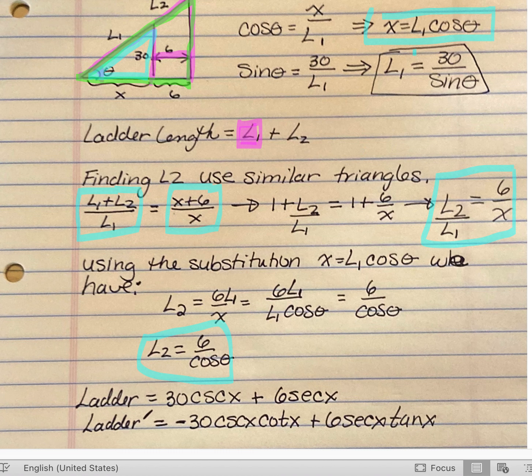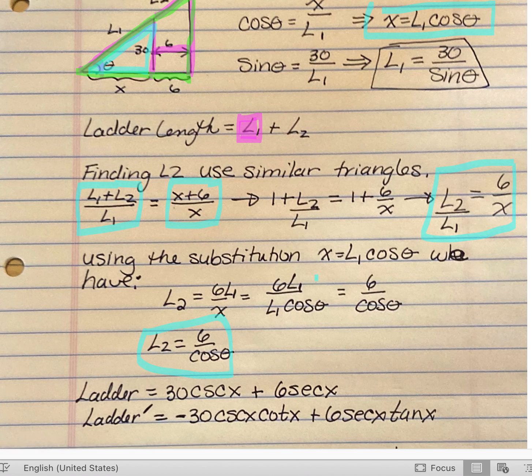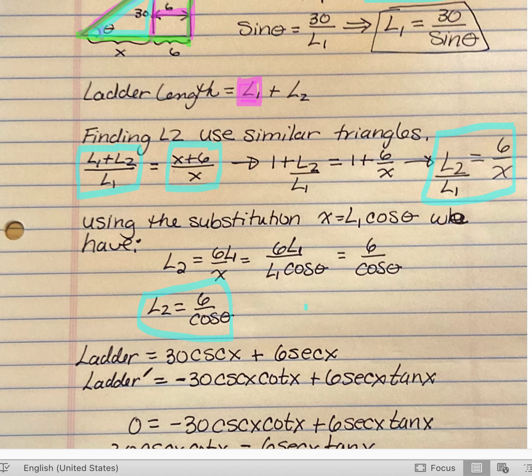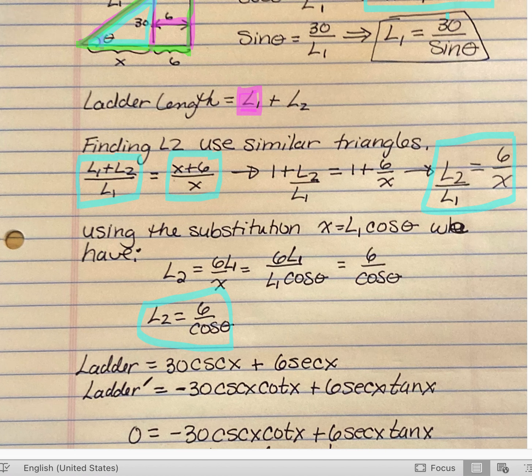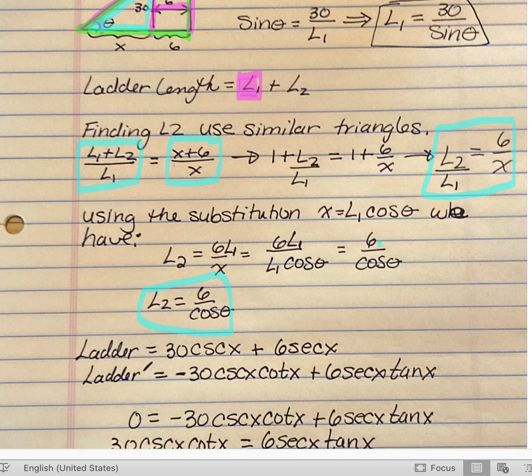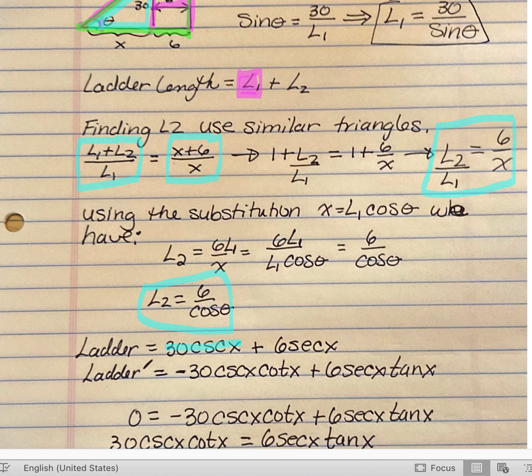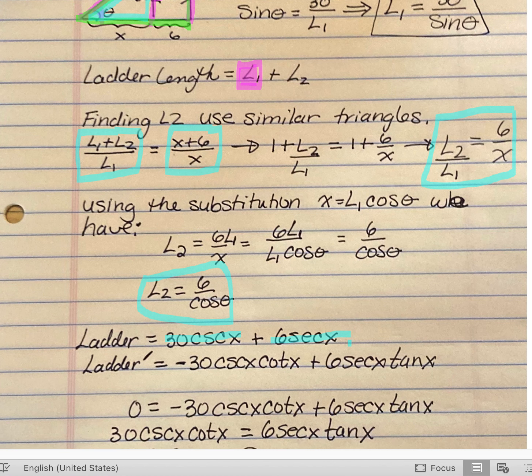So I got my L1 up here, which is 30 over sine theta, and I got my L2, which is 6 over cosine theta. And for the purposes of taking the derivative, I rewrote it so that it's not a fraction and I don't have to worry about the quotient rule. So I rewrote L1, instead of writing it as 30 over sine x, I wrote it as 30 cosecant x. So this is my L1. And then L2 was 6 over cosine theta, which I rewrote as 6 secant theta. In my opinion, I think that would be easier to take the derivative.